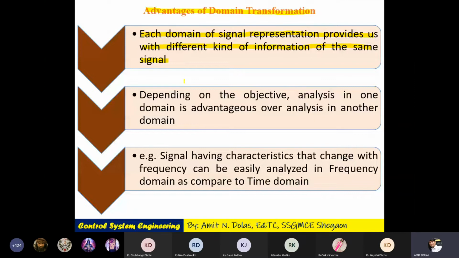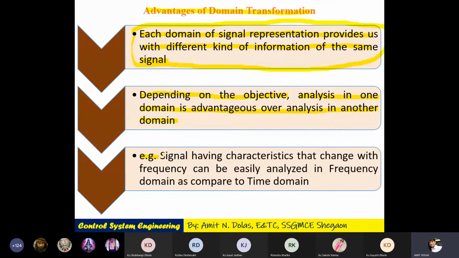But as we went to the frequency domain graph for that, we got two frequency components, at 1 by pi and at 1 by 2 pi. At 1 by 3 pi, it is 0. So the signal is the same but providing different information, and the phase shift also gives different information in the time domain and the frequency domain. So whichever domain you go to, you'll get certain information, depending on the objective, what you want to do, which thing you want to analyze. Objective analysis in one domain is advantageous over analysis in another domain.